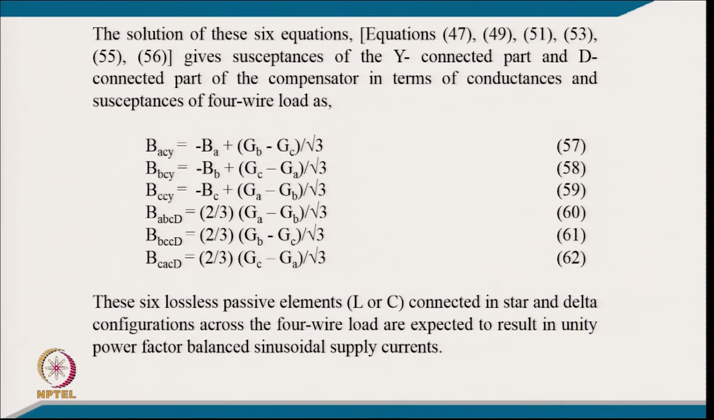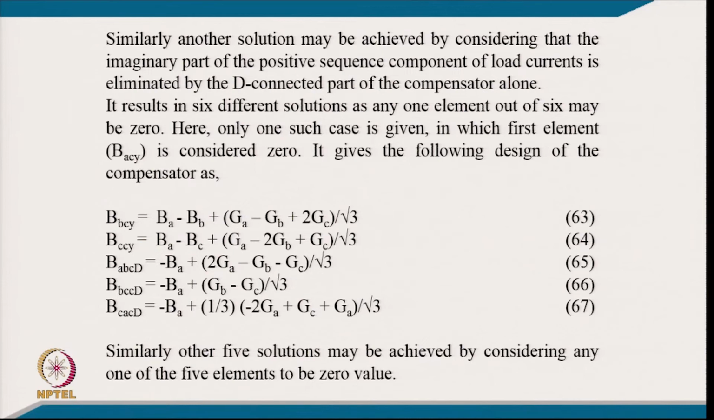So, the solution of the 6th equation, together with the 5 conditions already mentioned, gives the susceptances of your star connected part and delta connected part of the compensator in terms of conductance and susceptances of the 4 wire load, and these values are all 6 compensator elements in terms of the load conductance and load susceptances. So, you get the design for this particular solution, and these 6 lossless passive elements connected in star and delta configuration across the 4 wire load are expected to result in unity power factor balanced supply current. So, that is the one solution with the 6th condition added.